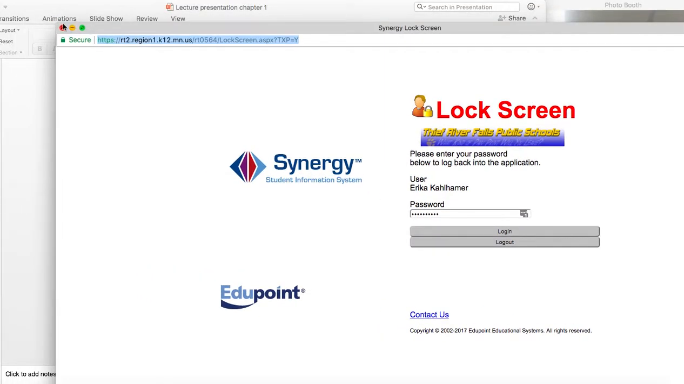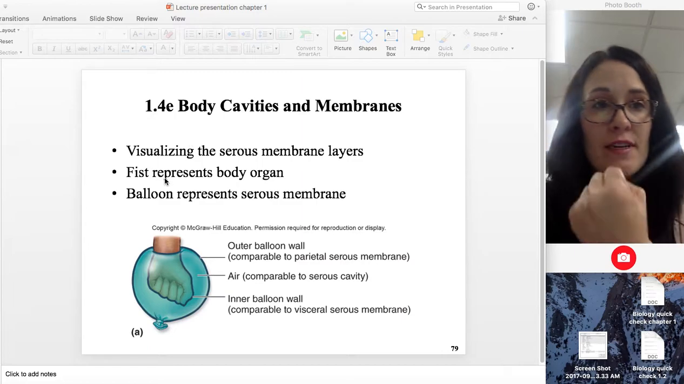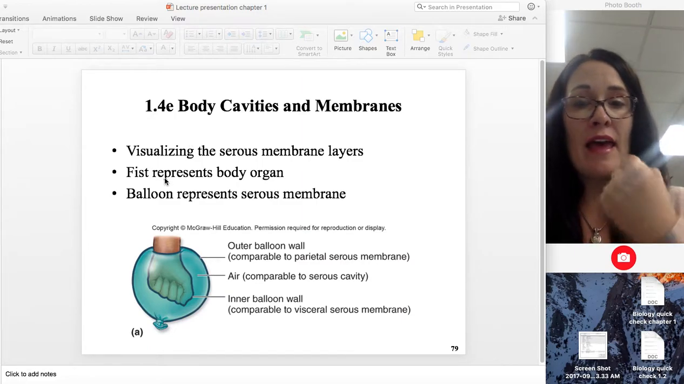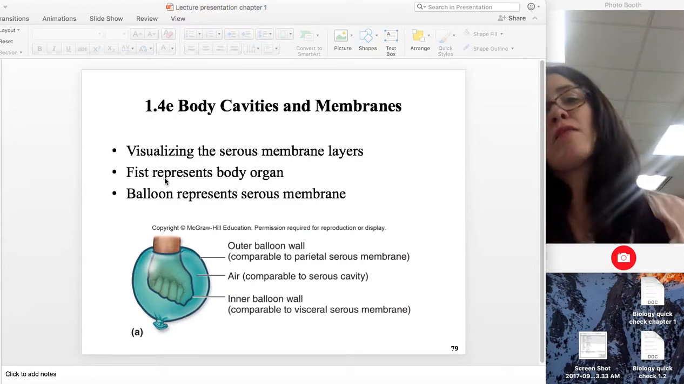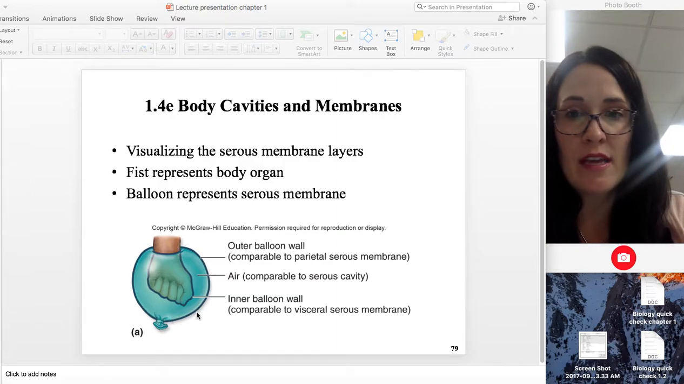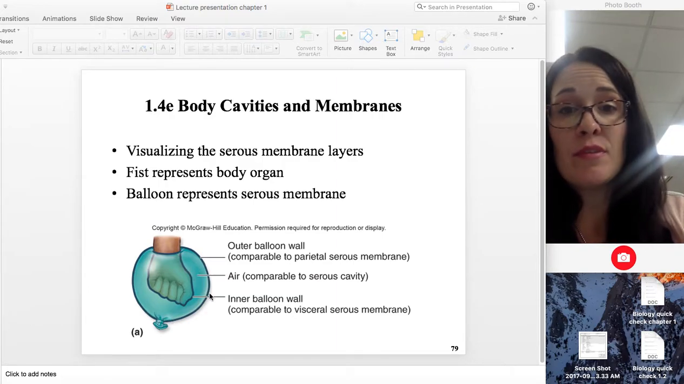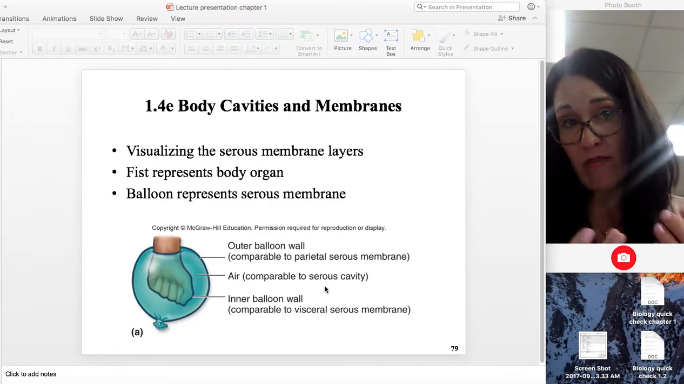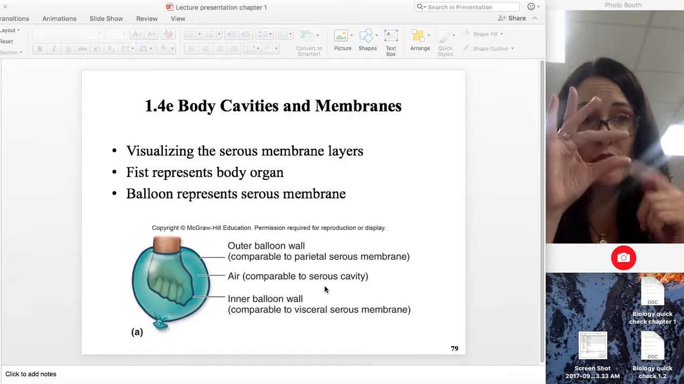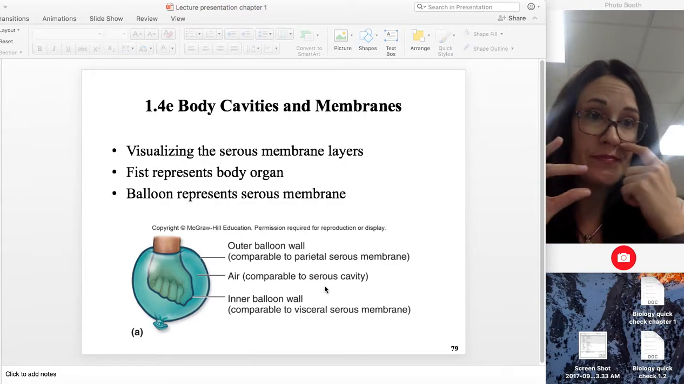All right, so your fist is the organ. And imagine if you stuck your fist in a balloon. This is what we would see. The air in the balloon represents the serous cavity, so that area between the two layers filled with fluid. It's like a water balloon.